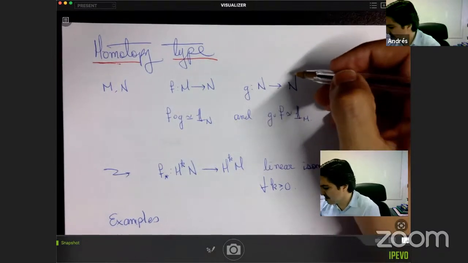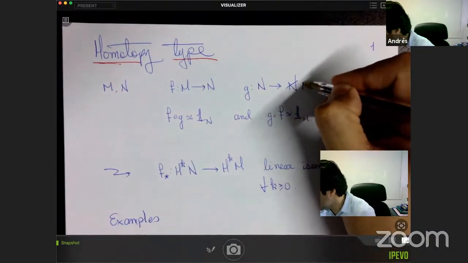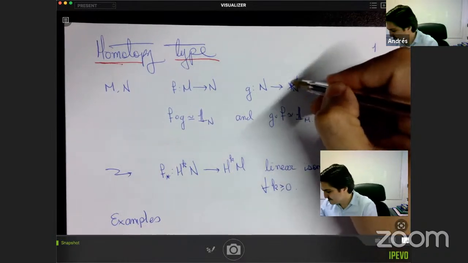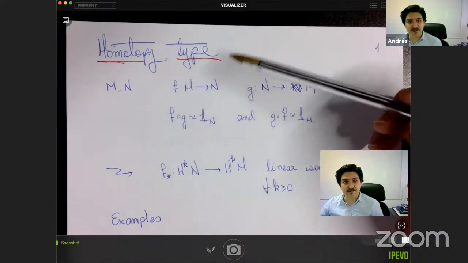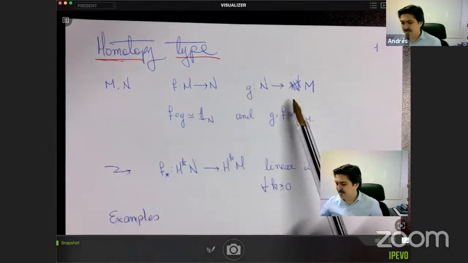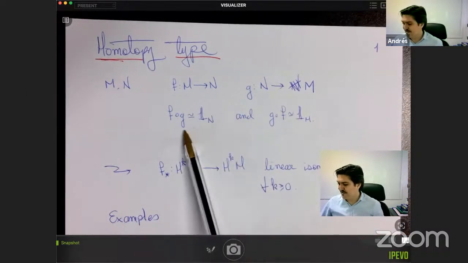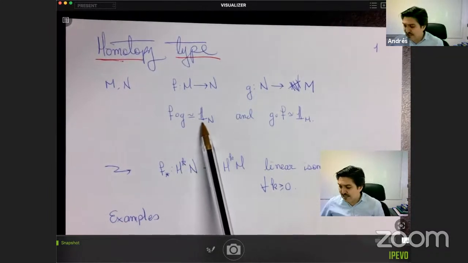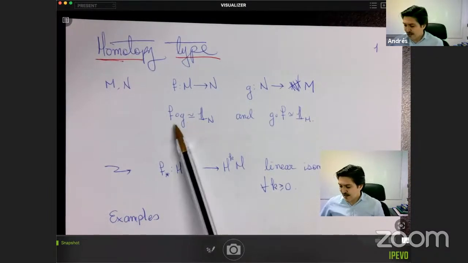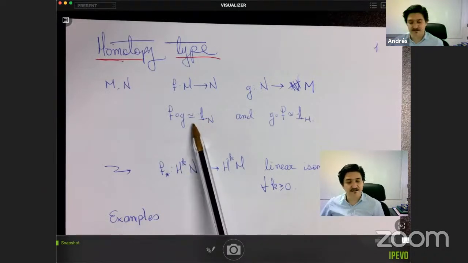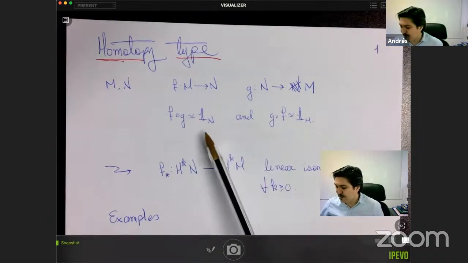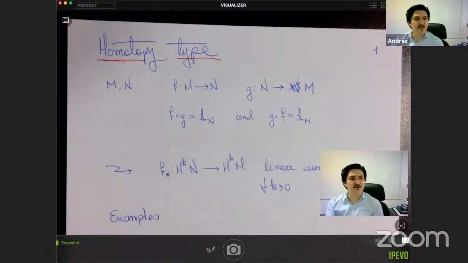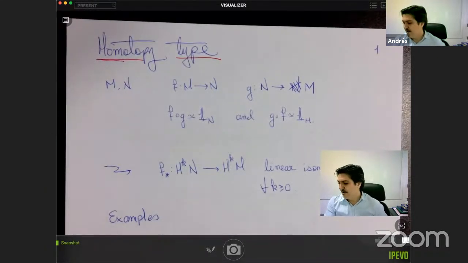So we have two manifolds, and I have two smooth maps. Oh, sorry, this is wrong. This should be N, right? So I have two manifolds. They have the same homotopy type. If I have two smooth maps such that the composites don't have to be equal to the identity, but have to be homotopic to it, right? And if we have these two things, we say that the two manifolds have the same homotopy type, right?